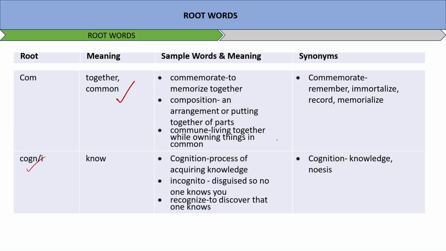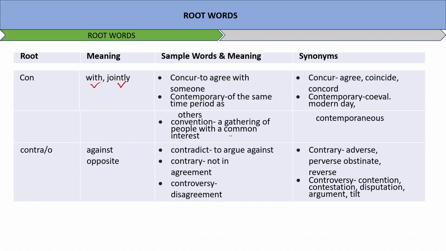Next word is con. Con means with or jointly. Concur, to agree with someone. Contemporary, of the same time period as others. Convention, a gathering of people with a common interest. Concur, agree, coincide, concord. Contemporary, coeval, modern days, contemporaneous, etc. Now, another word here is contra. Contra or contro means against or opposite. Contradict, to argue against. Contrary, not in agreement. Controversy, disagreement. Contrary, adverse, perverse, obstinate, reverse. Controversy, contention, contestation, disputation, argument. These are some of the words which we can definitely associate here.